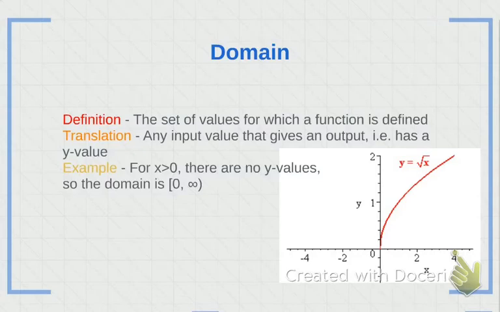So if we look at the example real quick, there are x values that have a point on the graph, starting here and going over, but there are no x values below 0, so we would call the domain here from 0 to infinity. And since we can take the square root of 0, we include 0, but we never include infinity.